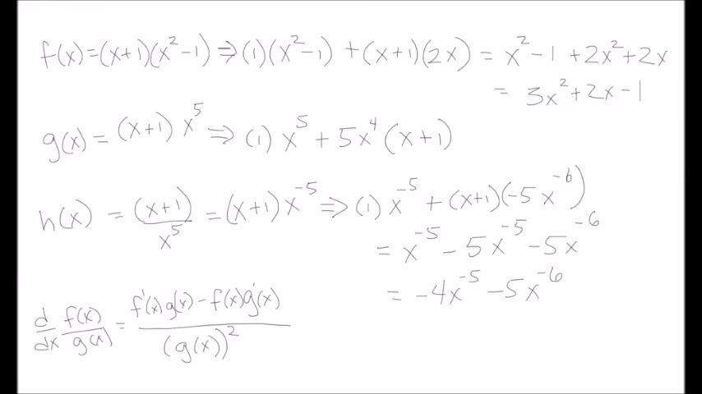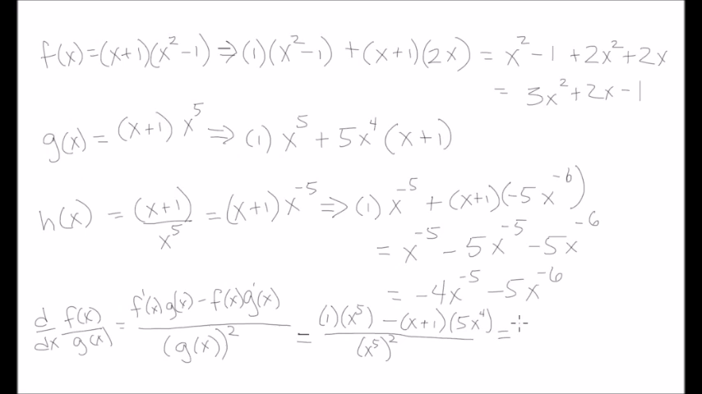Okay, so here is the function we tried last time. The derivative of the numerator is 1. The denominator unchanged is x to the fifth, minus the numerator, x plus 1, times the derivative of the denominator, 5x to the fourth, over quantity x to the 5th squared, which is x to the 10th.